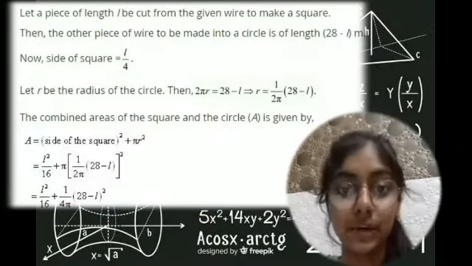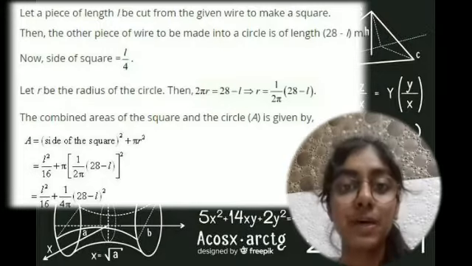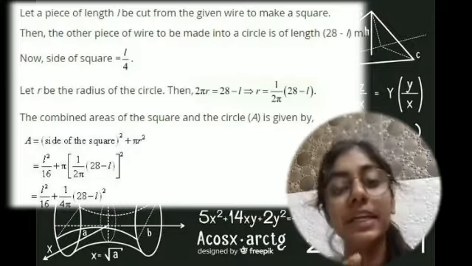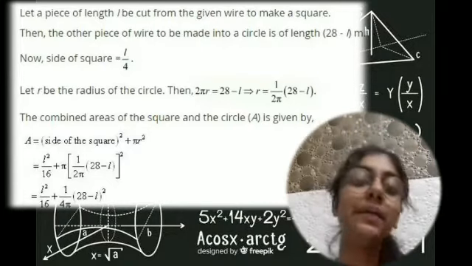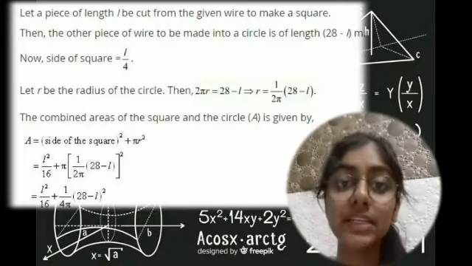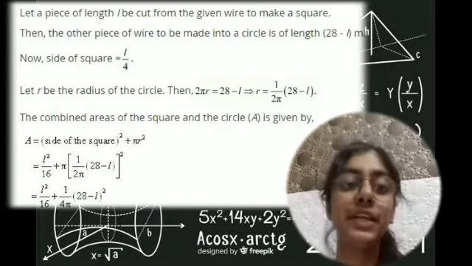We have taken a wire which is of length 28 meter. We have taken its two parts. The first part is of length L while the other part is of length 28 minus L. We will take length L and make it a square, while the other part, 28 minus L, we make into a circle. Then we will find the side of the square, which is equal to L by 4. Then we will take R as the radius of the circle.